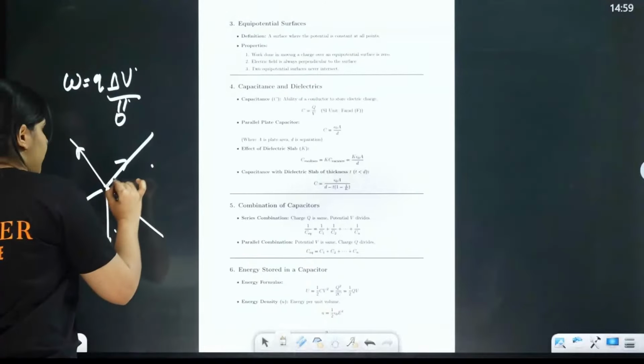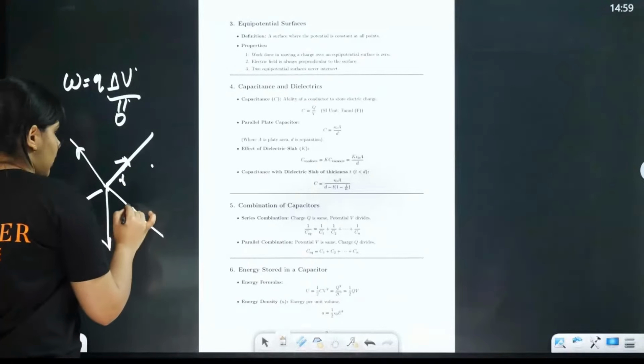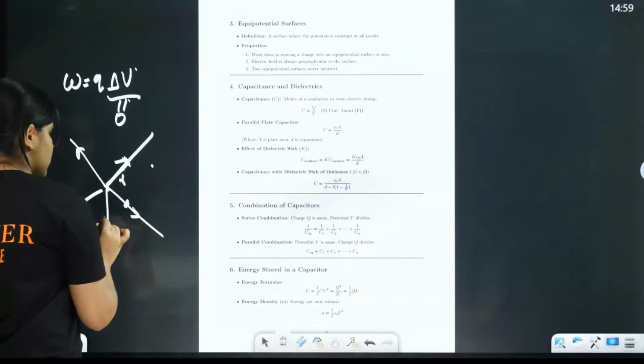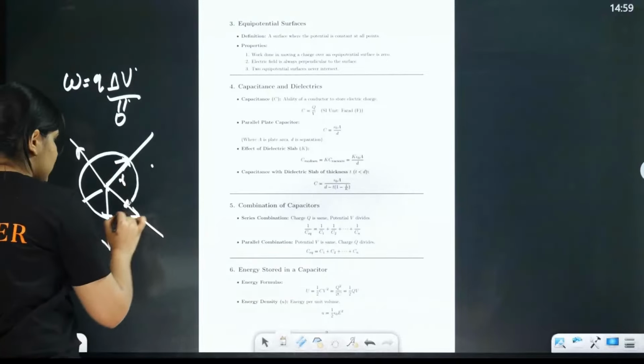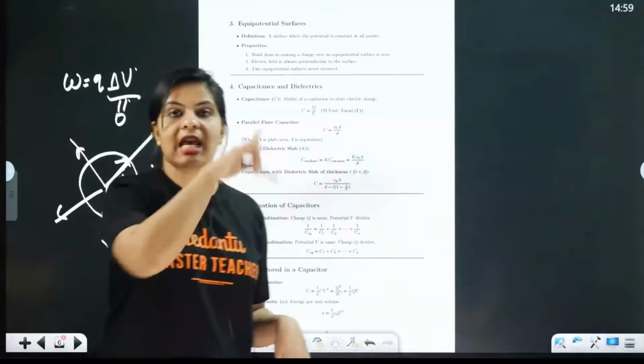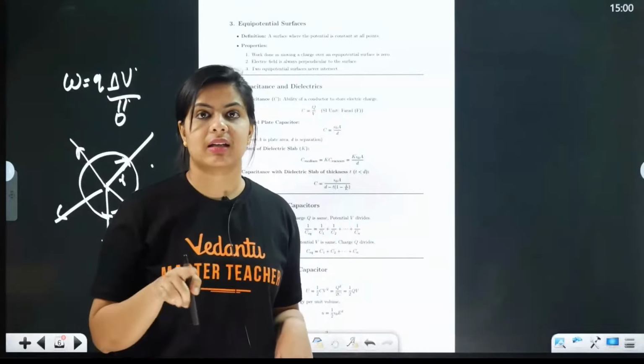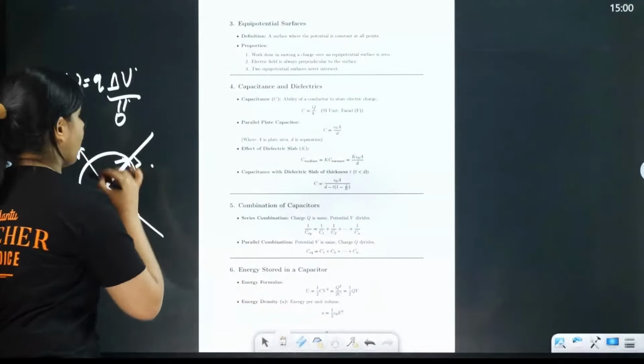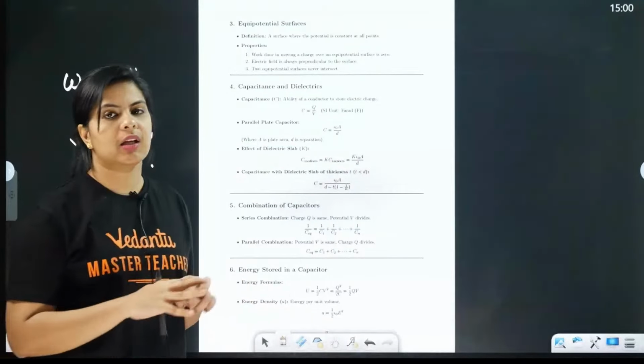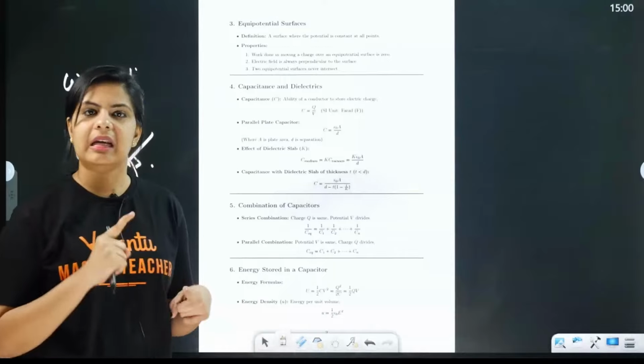For equipotential, I take a point at a distance r, and another point here again at distance r. I take all such points, and the potential will be the same at those points. So the field and the equipotential surface always make 90 degree, and equipotential surfaces will never intersect.